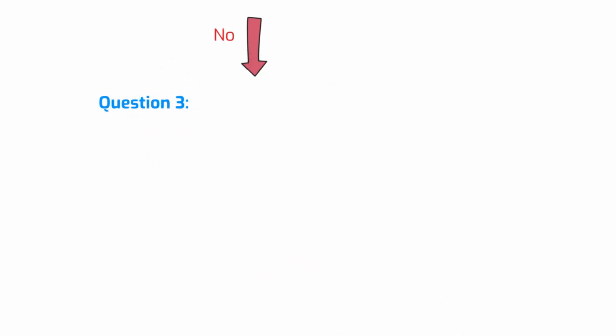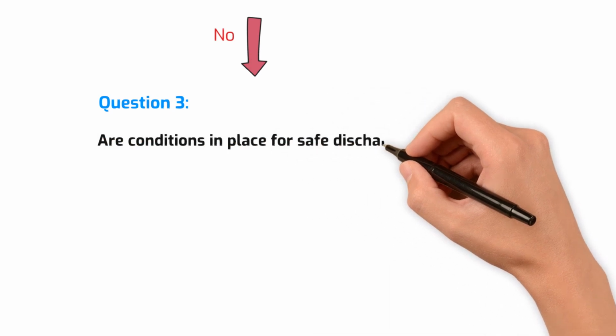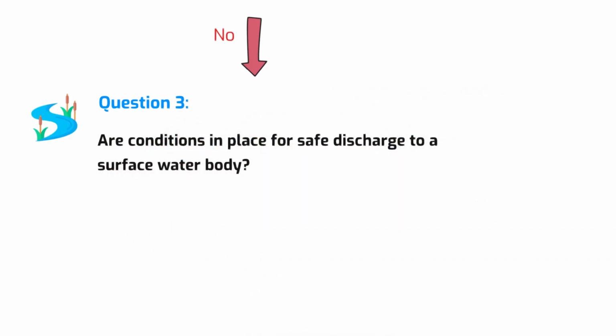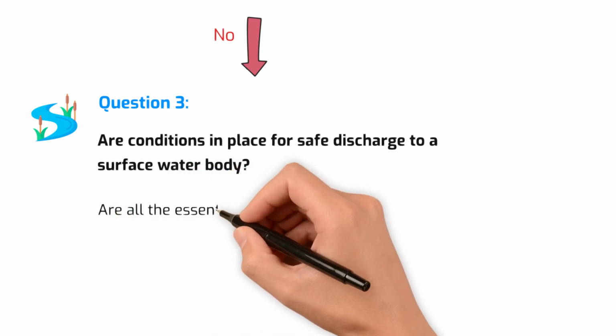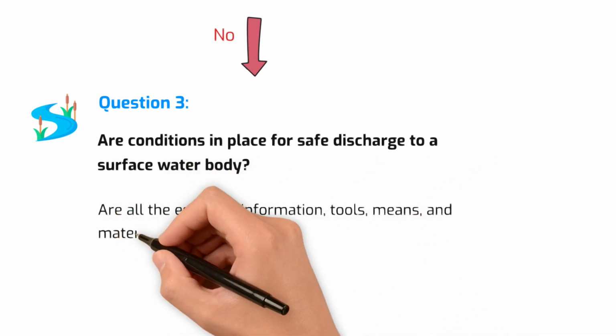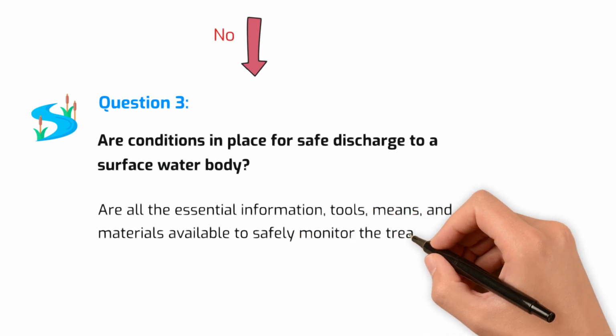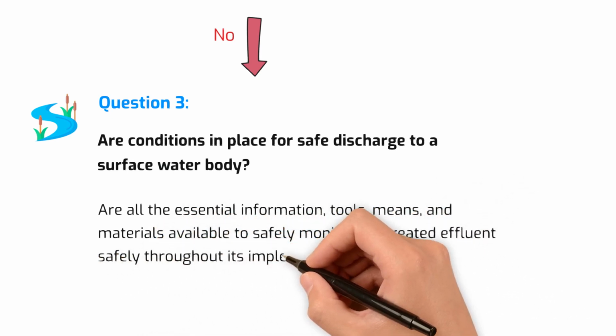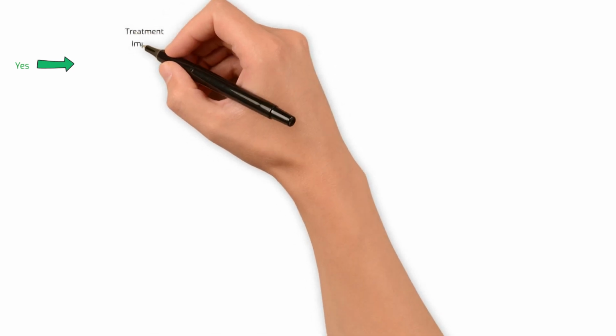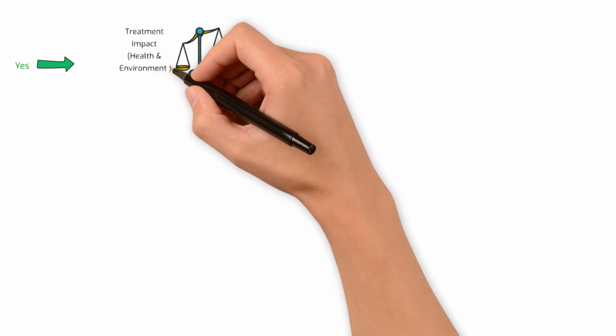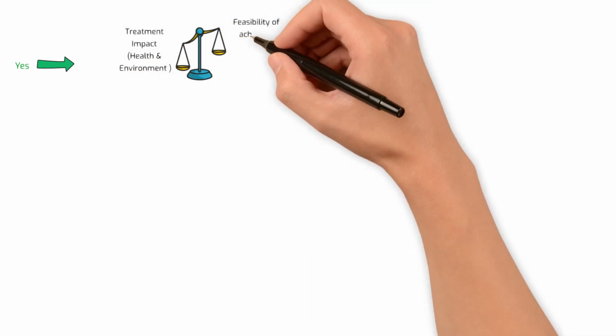Question 3. Are conditions in place for safe discharge to a surface water body? Here's what's involved. Are all the essential information, tools, means, and materials available to safely monitor the treated effluent throughout its implementation? If the answer is yes, the standards for discharge are based on the trade-off between treatment impact, considering health and environment, and the feasibility of achieving them.